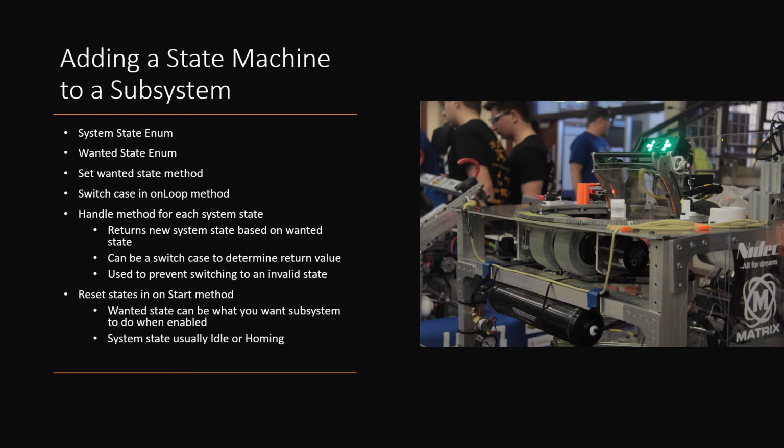Then also to keep in mind is that whenever your robot is disabled and then enabled again, you want to reset the system state and the wanted state, because you don't want it to just continue what it was doing whenever it was turned off and surprise the driver. So usually when you reset the wanted state, it can be whatever you want the subsystem to do whenever it's enabled. And then the system state will usually be reset to something like idle, or in the case of a turret or a lift, homing.